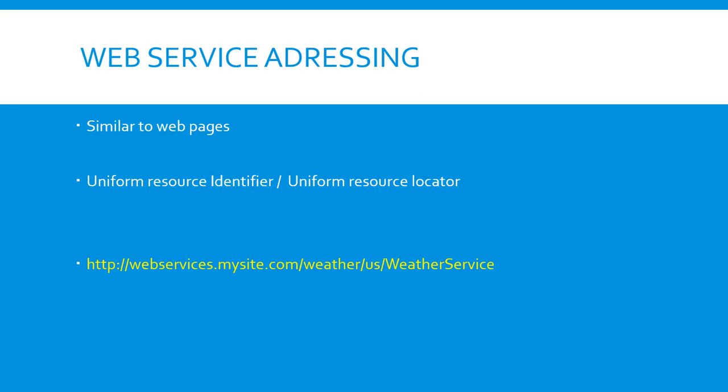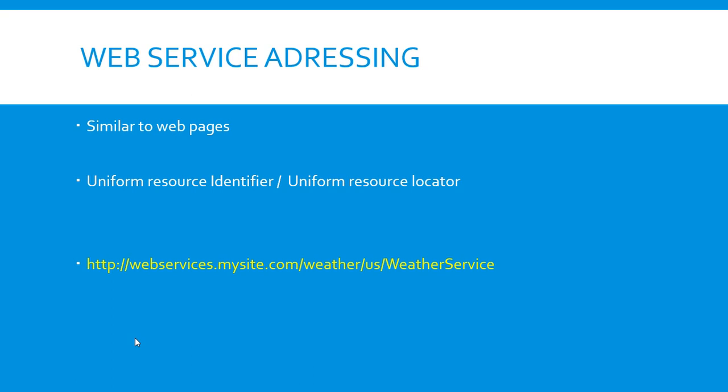Alright, so we have just seen a simple web service invocation. At one point, a discovery service told the client where the web service is located, but how exactly are web services addressed? Now the answer is quite simple. Just like web pages, we use plain and simple URIs, Uniform Resource Identifiers, or maybe you're more familiar with the term URL, Uniform Resource Locator. But don't worry, URI and URL are practically the same thing.